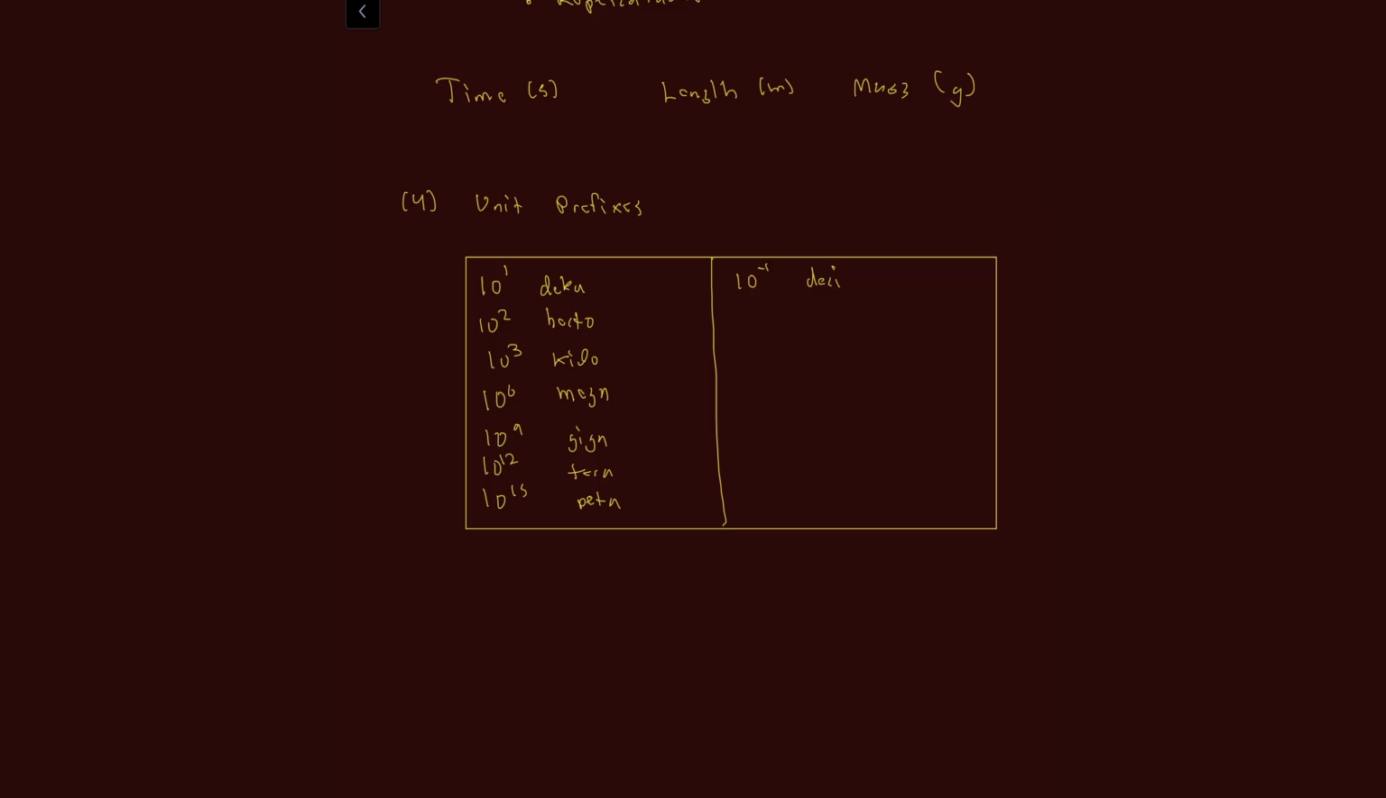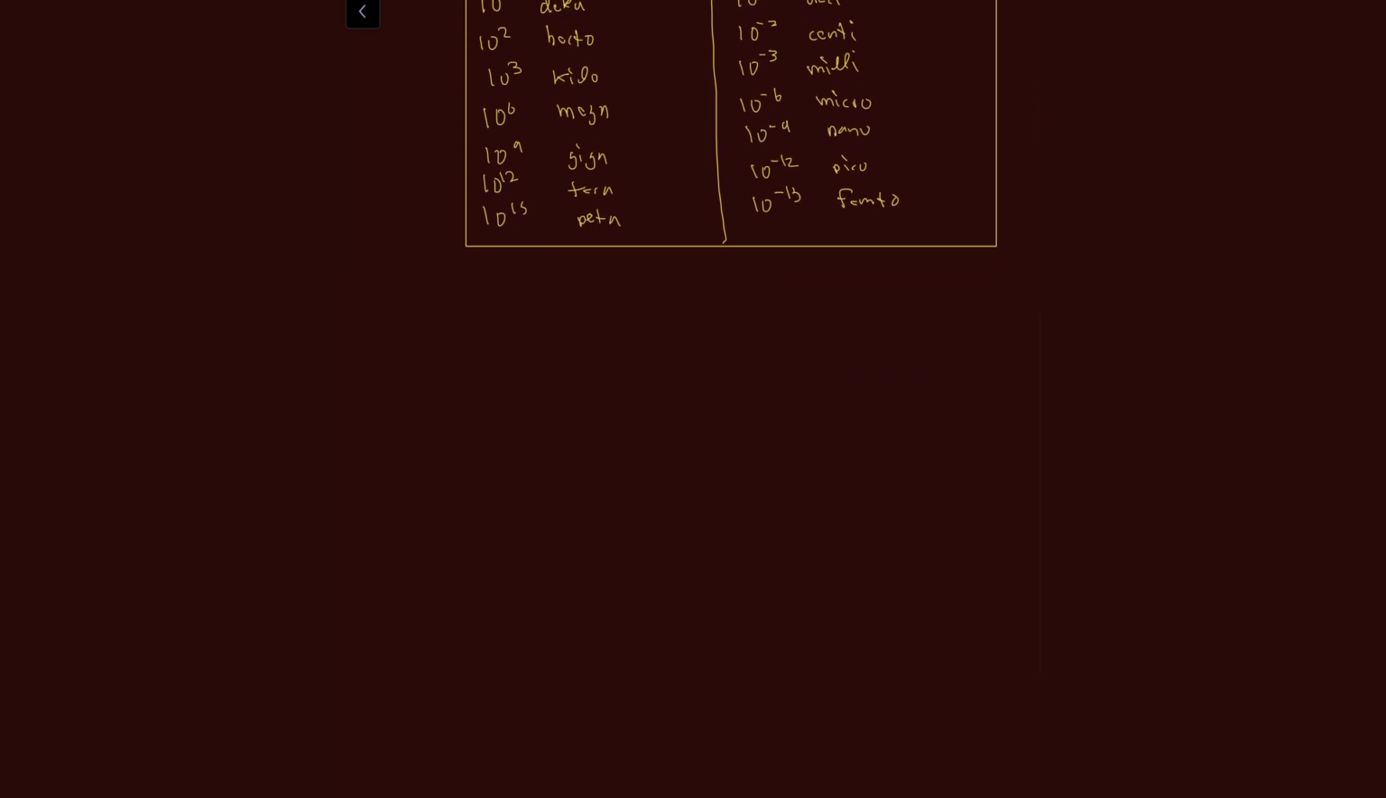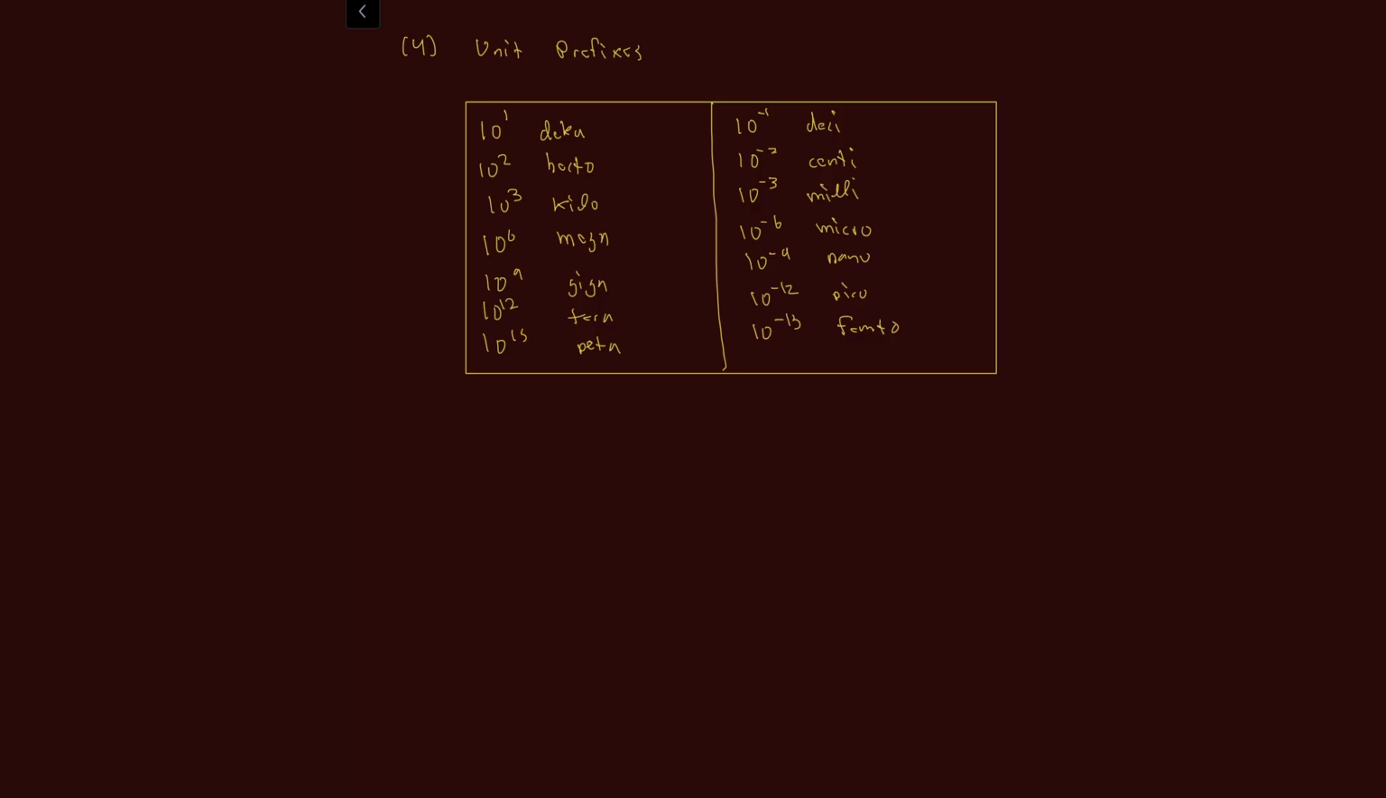least once. 10 to the negative 1, that's deci. 10 to the negative 2, centi. 10 to the negative 3 is milli. 10 to the negative 6 is micro. 10 to the negative 9 is nano. 10 to the negative 12 is pico. And 10 to the negative 15 is femto. Now, I'm going to be the first to tell you, I don't have very many of these memorized. But here's the way that these prefixes work.